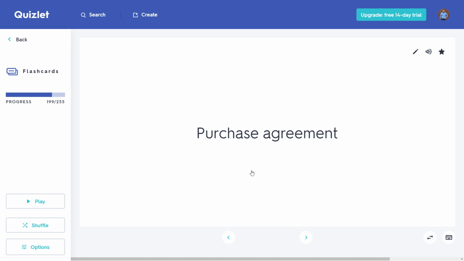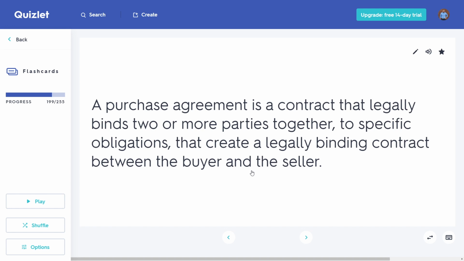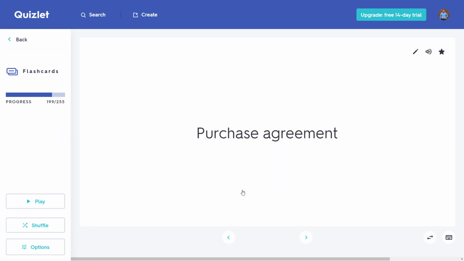A purchase agreement is a contract that legally binds two or more parties together to specific obligations that create a legally binding contract between the buyer and the seller. So the key two things are the buyer and the seller. Someone is buying and someone is selling. That's what a purchase agreement is. You'll see hundreds of these, maybe even thousands of these in your career when you pass the exam and get your license. Super important to know what it is, as well as the ins and outs of them. So all right, next one, 200, quit claim deed.